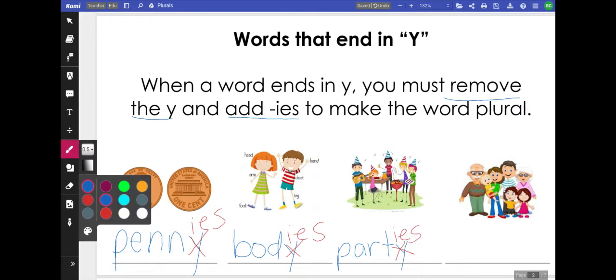The last word we have here is family. Okay, let's sound that out. Fam, fam-i, famil, family. We'll use our Y as the E sound. Now, again, we want to change it from family to the plural version, which is families. So we get rid of our Y and add IES. And that's the rule to make words that end in Y plural.